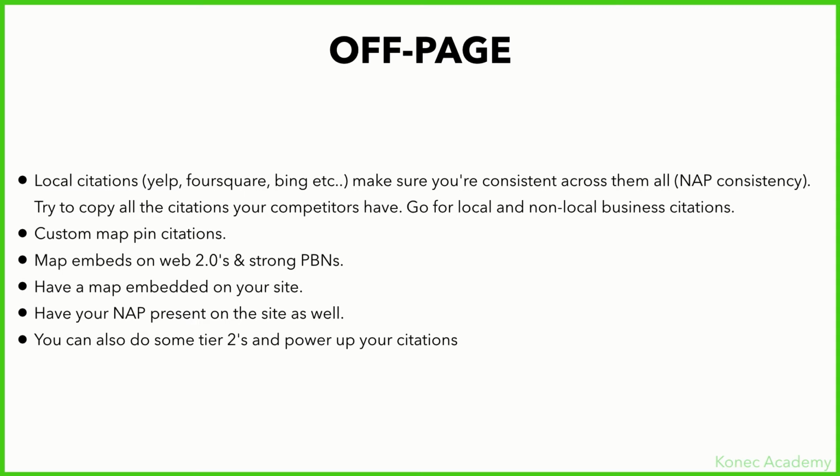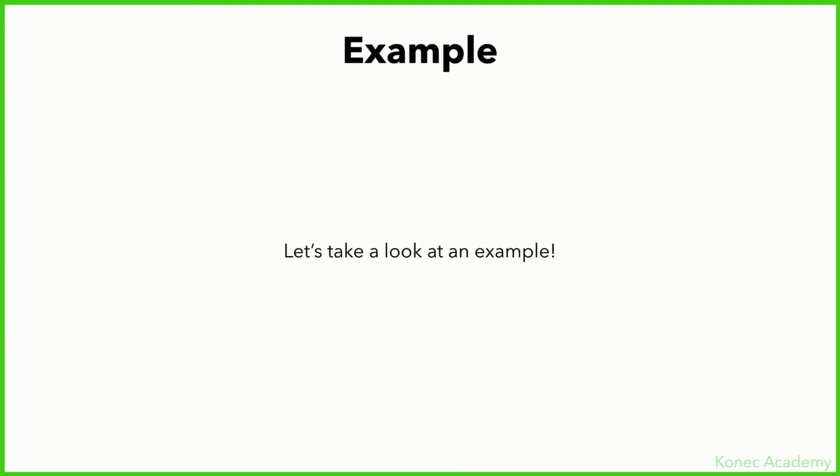On the footer, have that map embedded, as well as the name, address, and phone number. Most local sites have this, so it's a must, both so that people know where you are and what your phone is, but it works as well as a signal for Google. You can also do some tier 2s and power up your citations, and in the video about citations we'll be talking about this. I just wanted you to be aware that we can actually use this, and that concludes the off page. So now let's take a look at an actual example of a Google My Business.